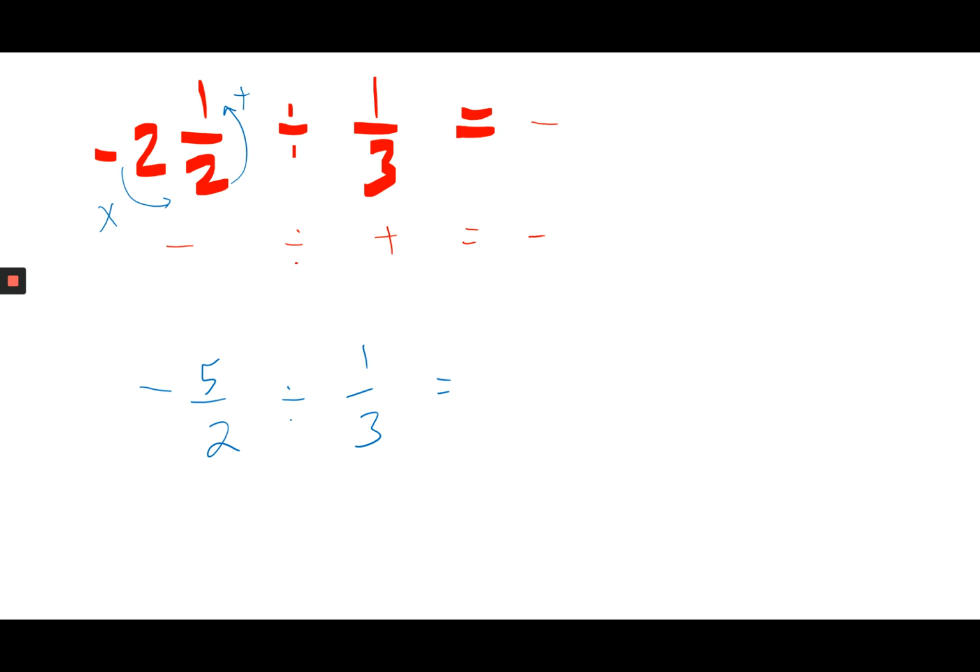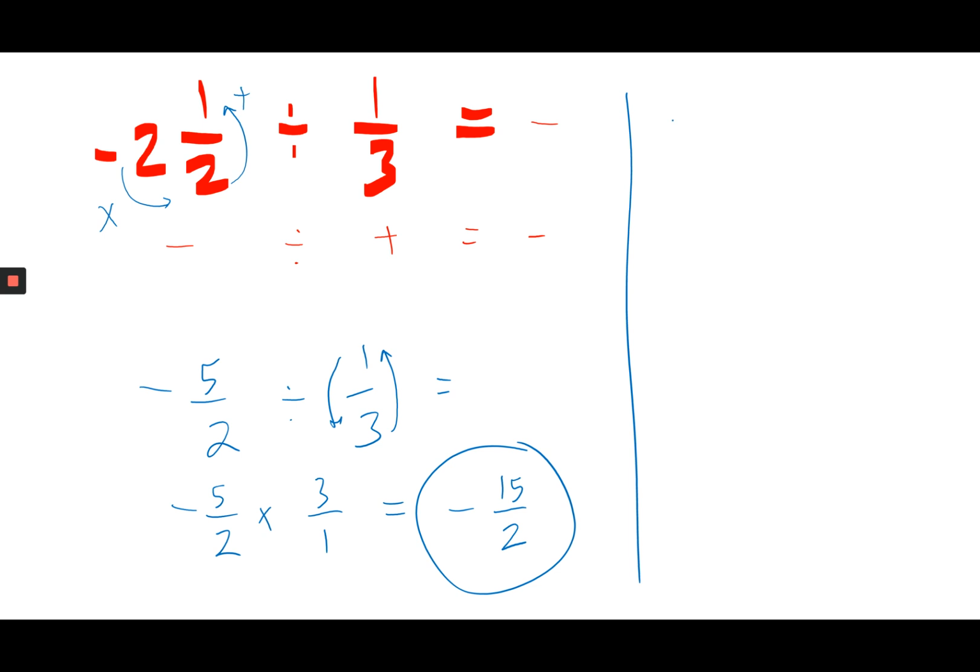How do we divide fractions, guys? We just multiply by the reciprocal. This is what dividing means. So negative 5/2 times the reciprocal. Reciprocal means you just need to flip this. It's going to be 3/1. So my answer is negative 10. No, not 10. 5 times 3 is 15. Negative 15/2. This is called an improper fraction.